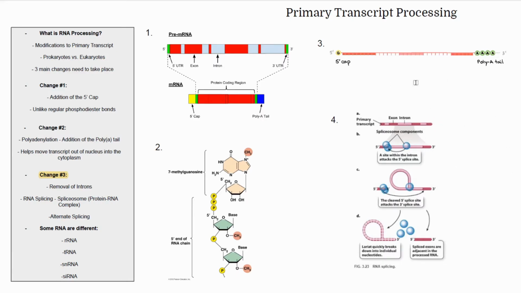A good analogy to think of this is if the primary transcript was your plate of food, the introns would be non-edible portions within your food. So you must remove the introns, you must remove these non-edible parts of your food to be able to eat your food. Similarly, cells need to remove introns to be able to translate this message.